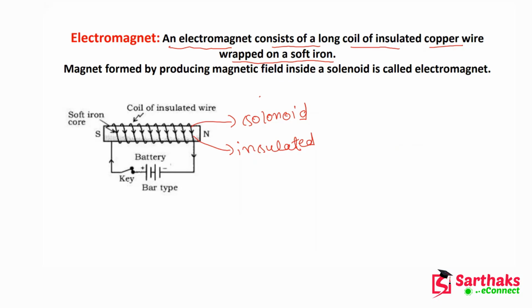So guys, when you keep a material inside it and provide current, this solenoid will become an electromagnet. But it will act as an electromagnet only as long as you provide current. If you stop providing current, it will also stop behaving as a magnet. So I hope you understand what an electromagnet is. Let's move on to the next slide.